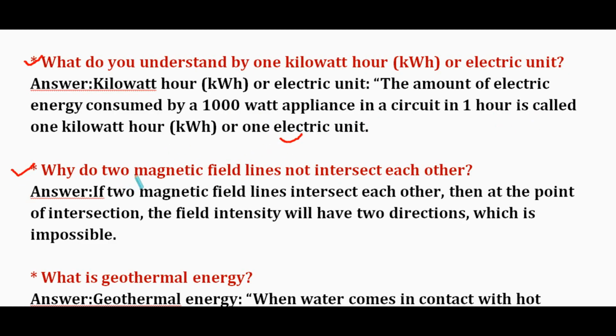Next question is, why do two magnetic field lines not intersect each other? If two magnetic field lines intersect each other, then at the point of intersection, the field intensity will have two directions, which is impossible.